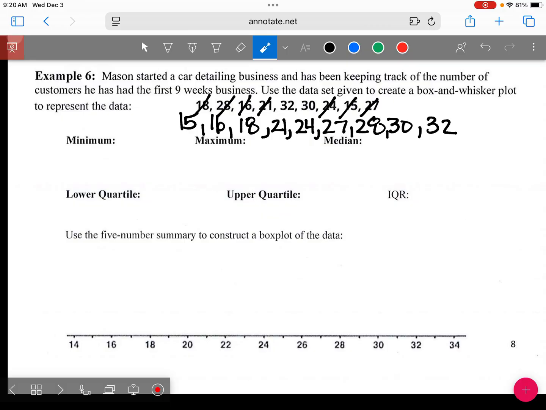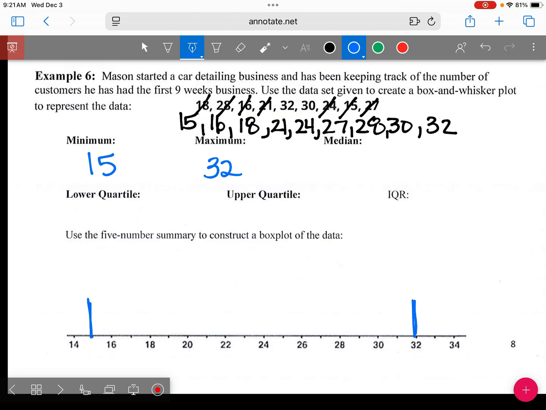All right, so after I put them in order, this was my new list. The lowest number was 15. I'm gonna go ahead and make me a line at 15. The highest number is 32. Let me make me a line at 32. What number is in the middle? 24. Who agrees that it's 24?